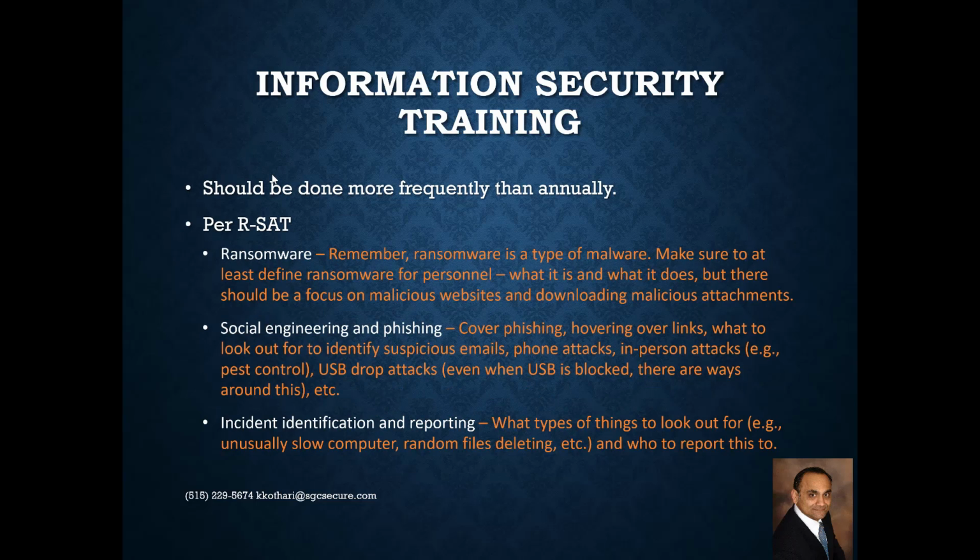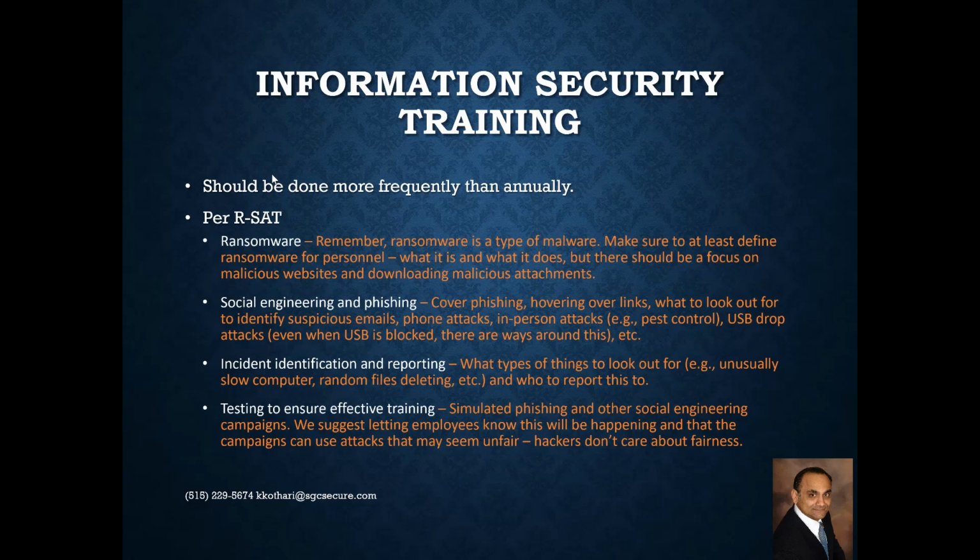And then an important note that we see missing in a lot of information security training programs is incident identification and reporting. So what types of things should employees be looking out for? They should be looking out for things like an unusually slow computer or random files deleting, especially after they've just clicked a link or downloaded an attachment. And very, very importantly, who to report this to if they do see something happening.